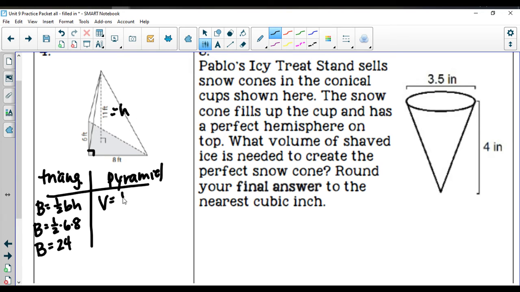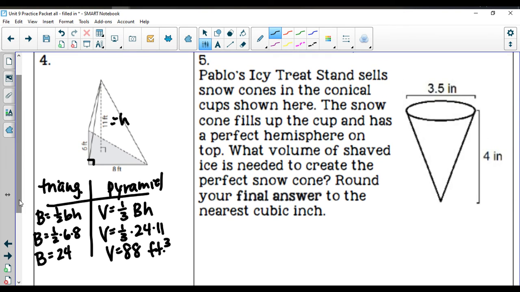So when I do my volume, it's 1/3 the area of the base times the height. So 1/3 times 24 times 11. And that will give me a total volume of 88 cubic feet then.